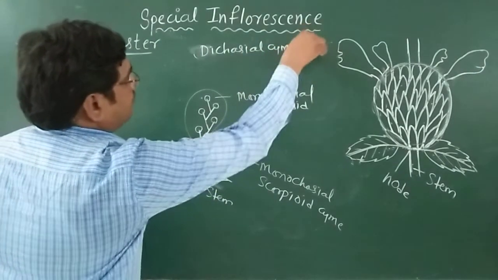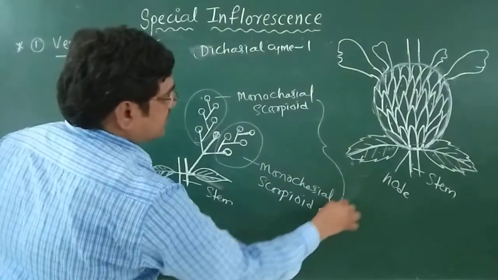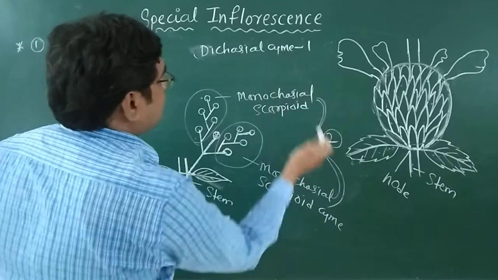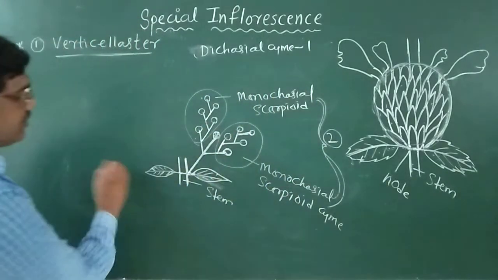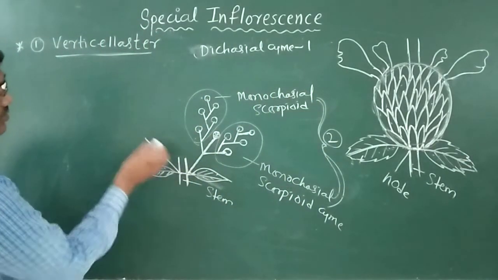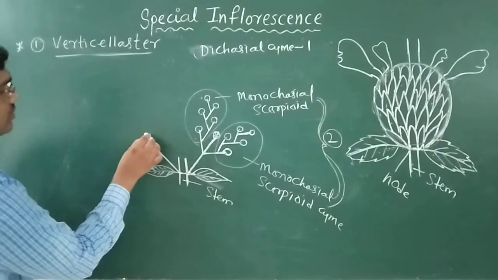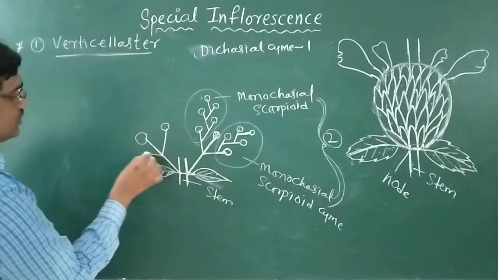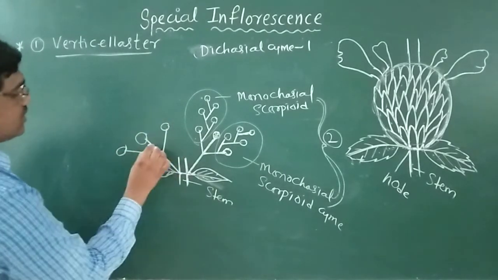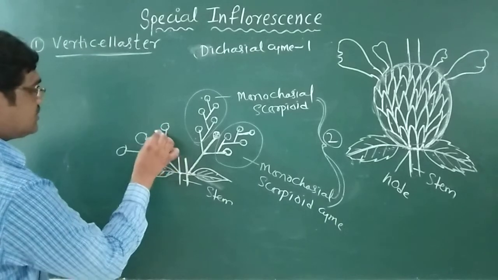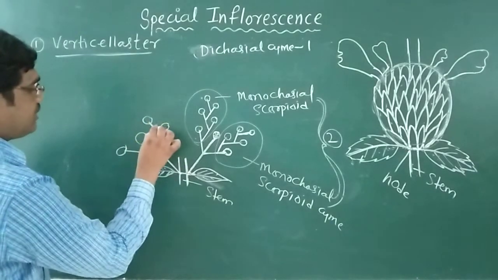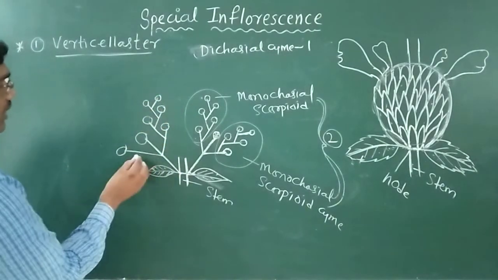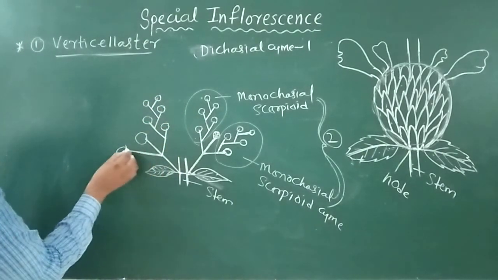Dicasial cyme is one. Monocasial cymes are two. So that is from this side. Again from this side also, the dicasial cyme is terminated with two monocasial scaphoid cymes. This is a monocasial scaphoid. Again this is one monocasial cyme.